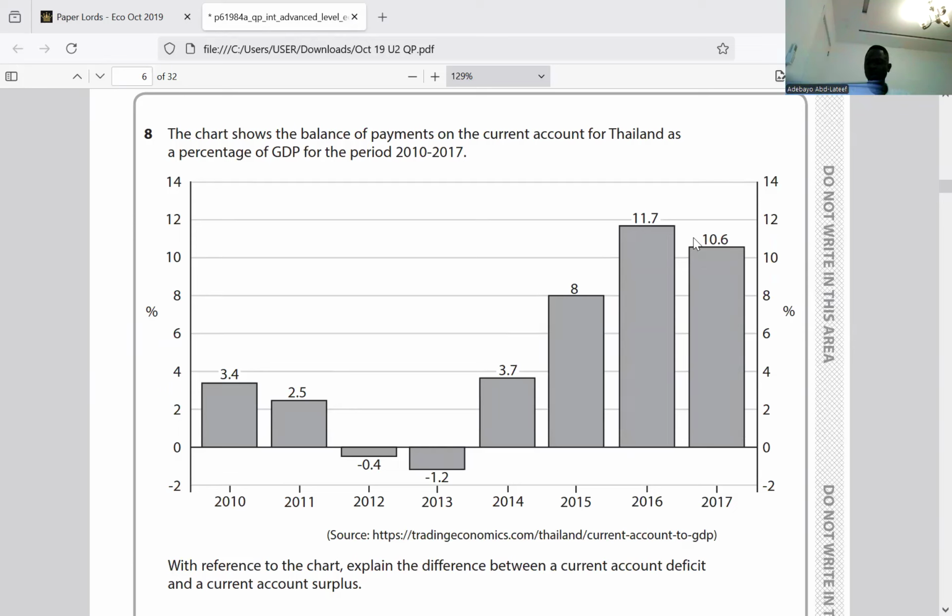They said, we have the chart. It shows the balance of payments on the current account for Thailand as a percentage of GDP for the period of 2010 to 2017. What's GDP, please? GDP is the total output of goods and services in an economy. It is the measurement of the total output of a country over a given period of time, mostly a year.